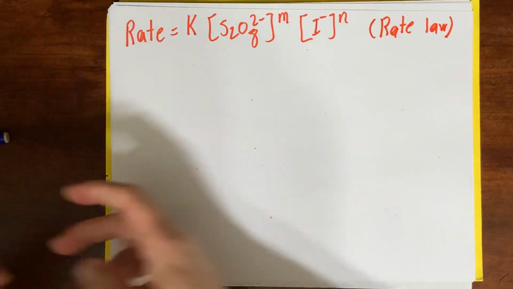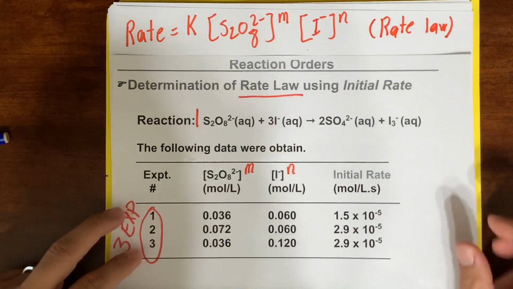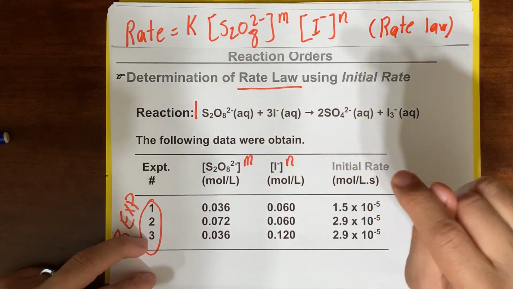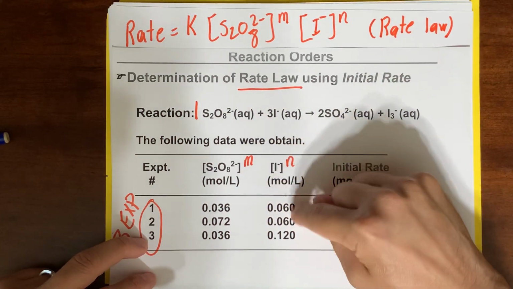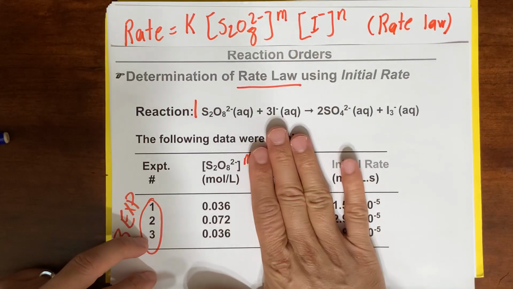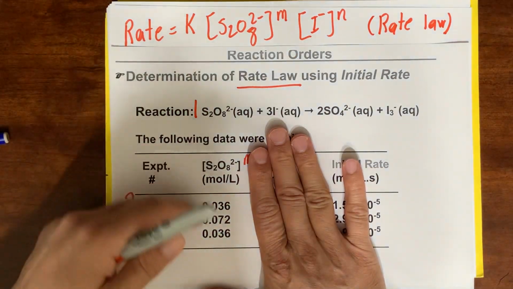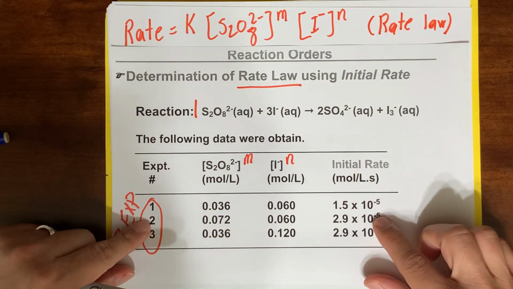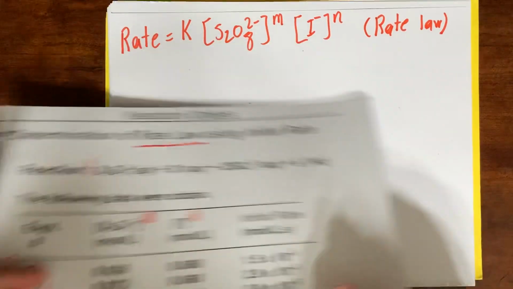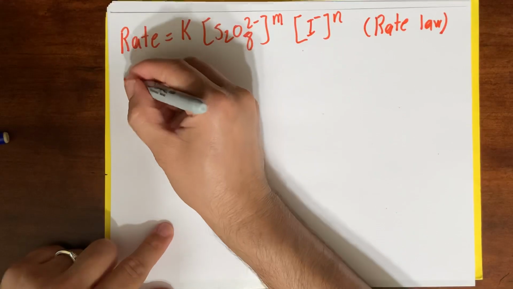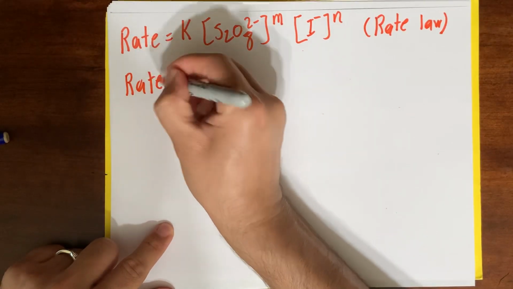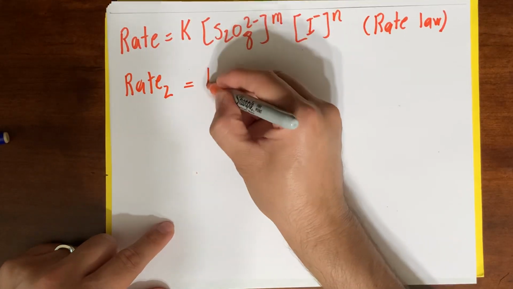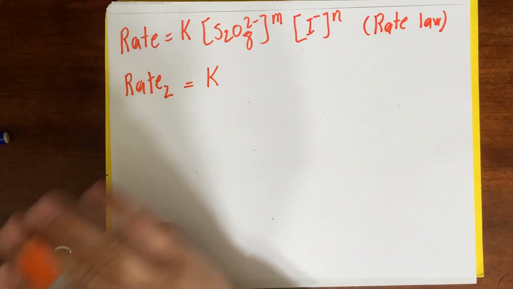I will pick two experiments where the concentration of iodide is the same. So it will be eliminated, and then I need to be worried only about S2O8. I'm going to compare the rate of the second reaction to the first one. So rate for the second reaction, because I'm talking about the second reaction, I'm going to say 2. K is a constant number, stays as it is.